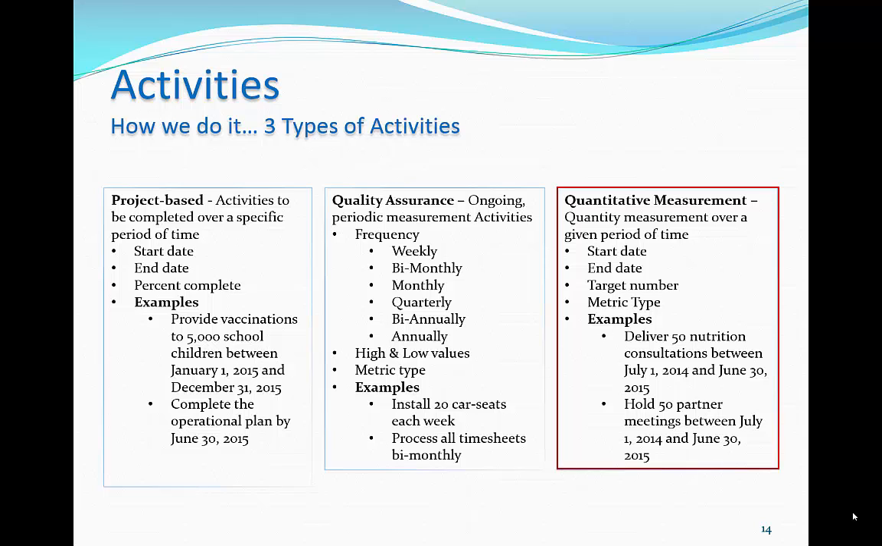An example of a quantitative measurement activity would be to deliver 50 nutrition consultations between July 1, 2014 and June 30th, 2015. In this case, the target number would be 50 and the metric type would be nutrition consultations.